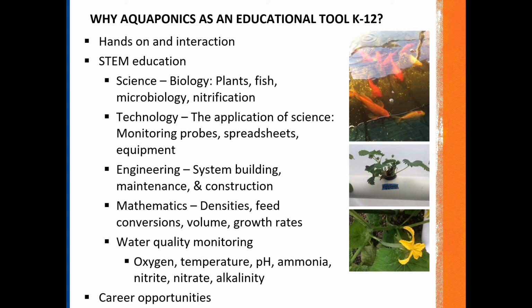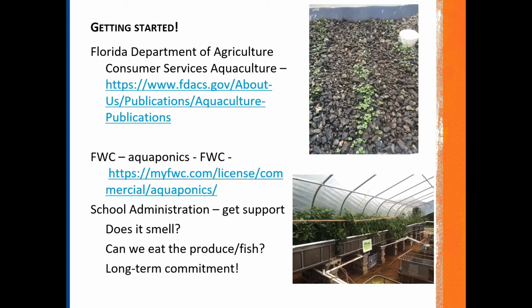Water quality monitoring is very important to the system, and one of the hands-on activities that the kids really like to do. So we monitor for oxygen, temperature, pH, ammonia, nitrite, nitrate, and alkalinity specifically. There are some others you can do. And I think it exposes students to career opportunities. Maybe they want a career where they can grow food, or they want to learn more about food safety or animal production. So lots of opportunities here in the classroom using aquaponics.